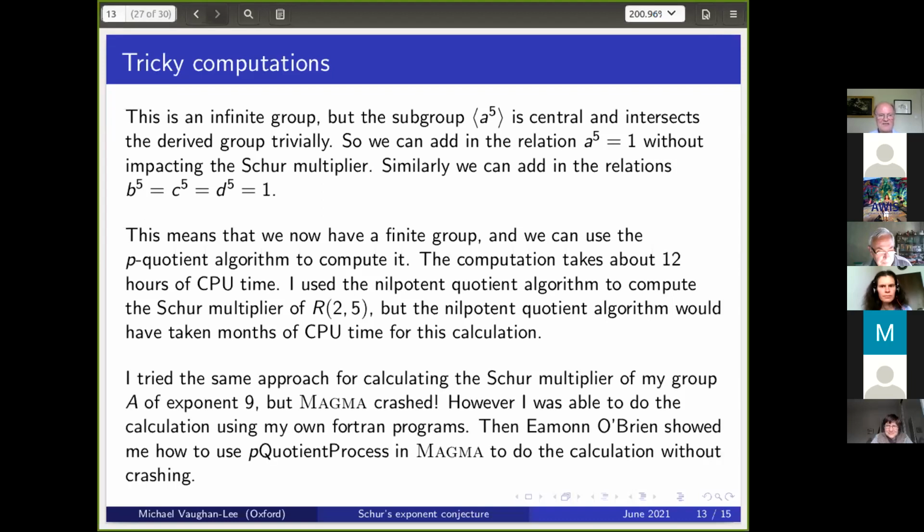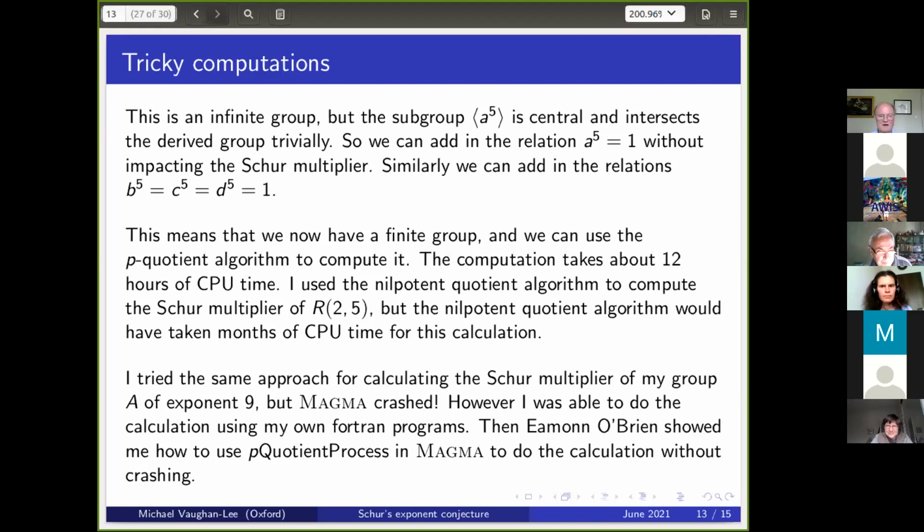And then I tried the same approach for calculating the Schur multiplier of my group A of exponent 9, but Magma crashed. That just shows how much on the edge these calculations are. The Magma and GAP P quotient algorithms are written in C, but the C is a translation of George Havas's old Fortran code, and I've still got the Fortran code. And so I was able to run this calculation in Fortran, and there wasn't any problem with crashing.